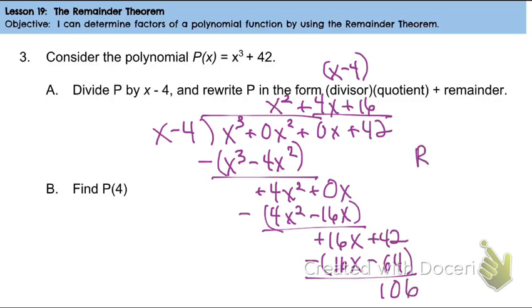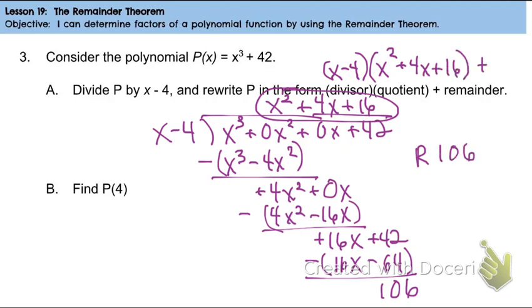So it's x minus 4 times x squared plus 4x plus 16 plus the remainder of 106. That's my final answer right there.